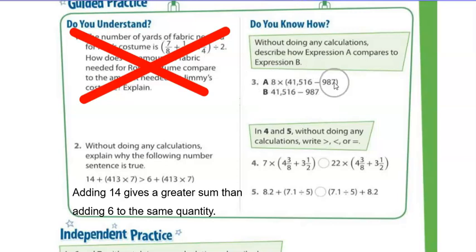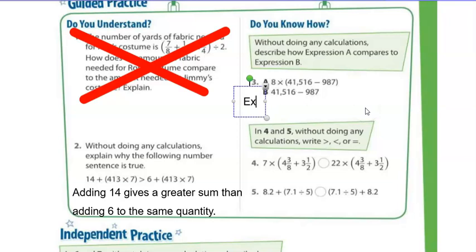So on number 3, let's look at this. This one's a little bit different. Without doing any calculations, we want to describe how expression A compares to expression B. So expression A has 8 times 41,516 minus 987. If you notice that this and this are the exact same, but over here we're multiplying by 8. So basically what this means is these expressions are the same, but A is going to be 8 times greater than this one because you're multiplying it by 8.